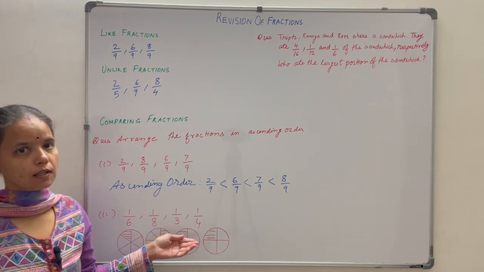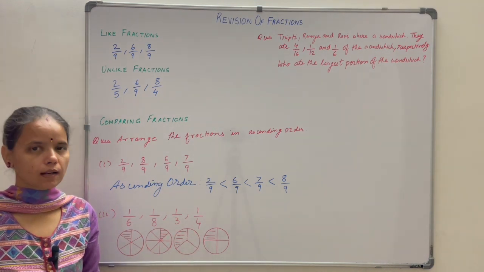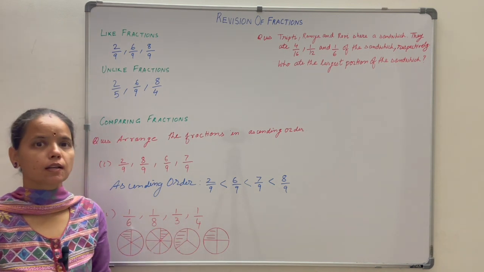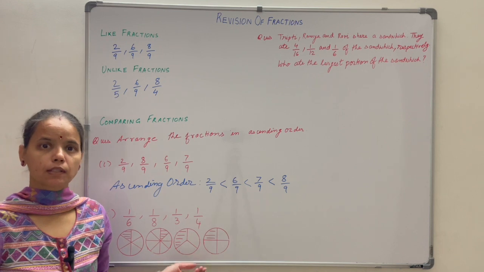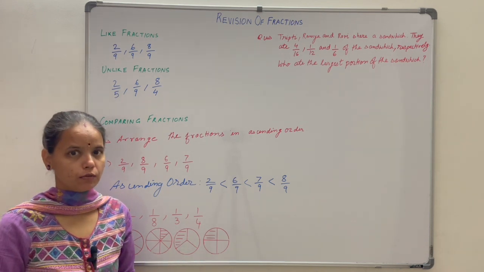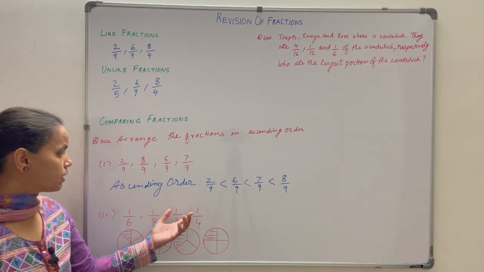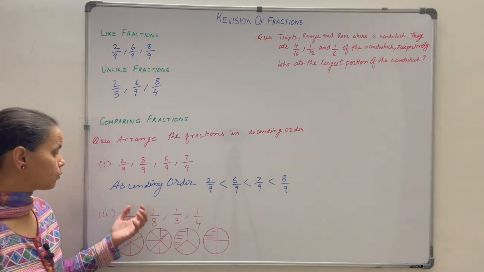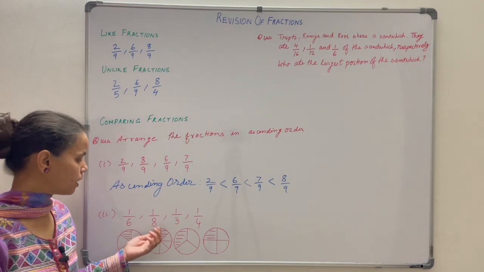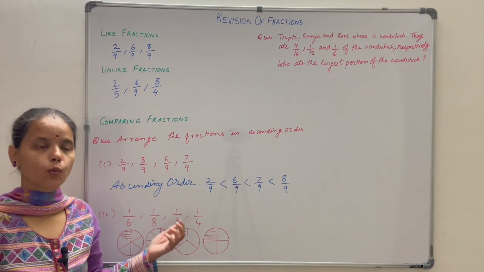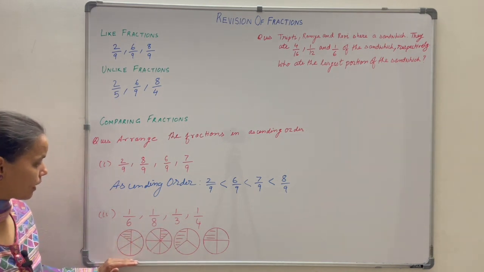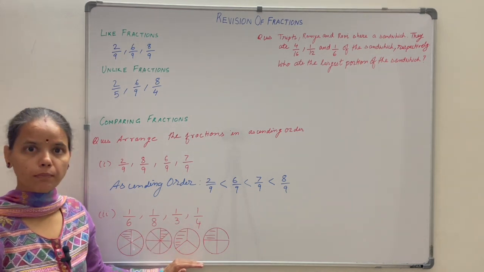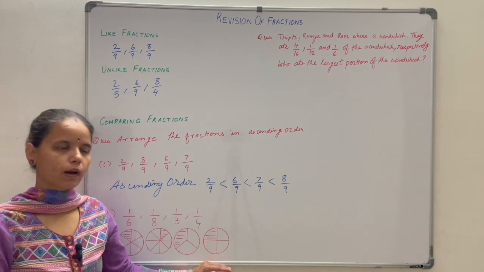When the denominators are different, they are called unlike fractions. But one point to see here is that the numerators are the same, so you can still compare these types of fractions. When the numerator is the same, that means out of 6 equal parts, you are taking just one part. Out of 8 equal parts, you are just taking one part. So this diagram represents 1 by 6. Here this is 1 by 8, this is 1 by 3, and this is 1 by 4.